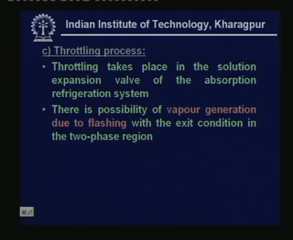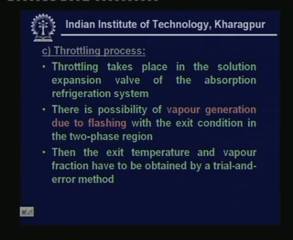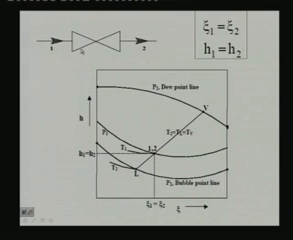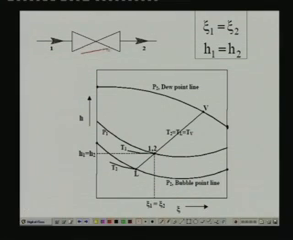If this is the case, then you will find that the exit condition lies in the two phase region. If the exit condition lies in the two phase region, again you have to use a trial and error method to find the exit temperature and vapor fraction. So, let me quickly show the throttling process. As you know, this is the throttle valve.